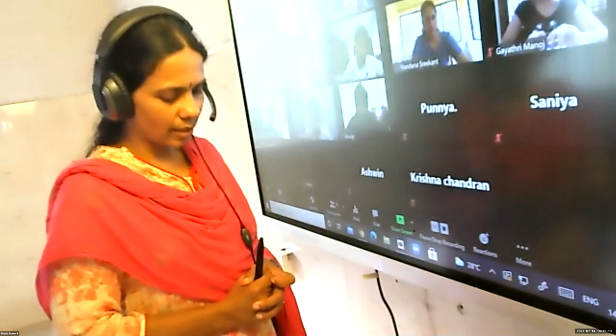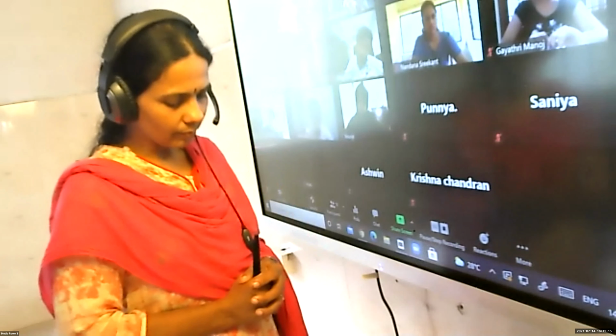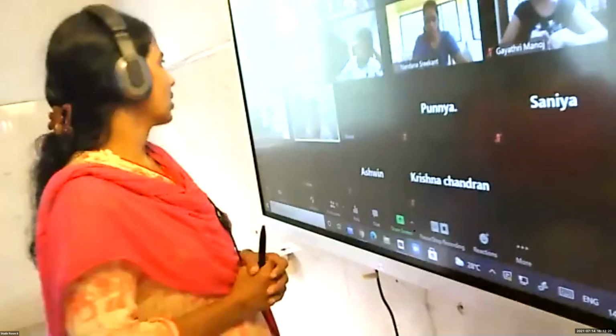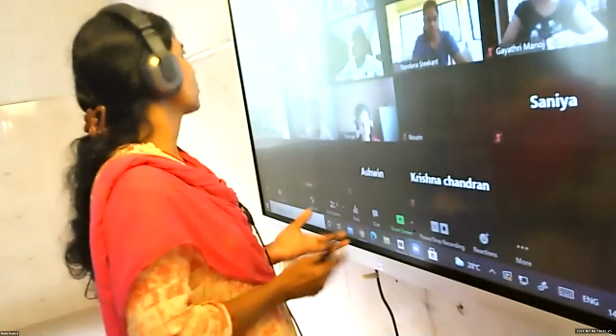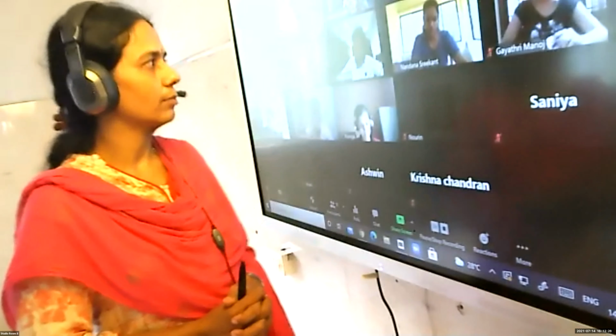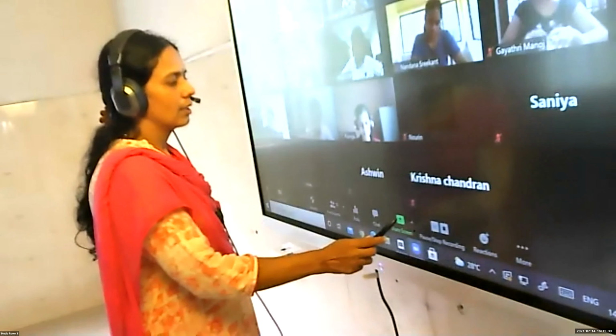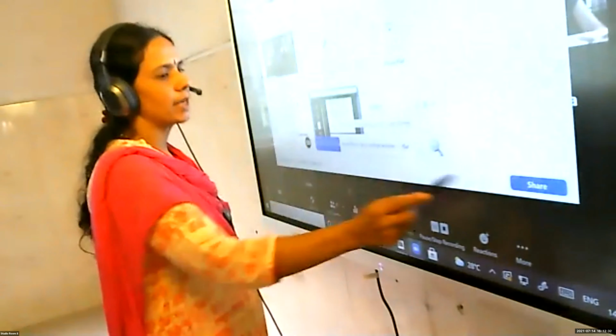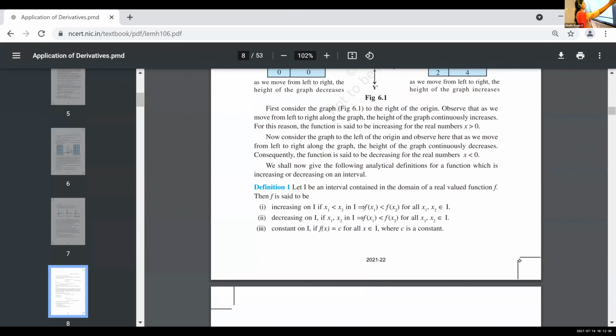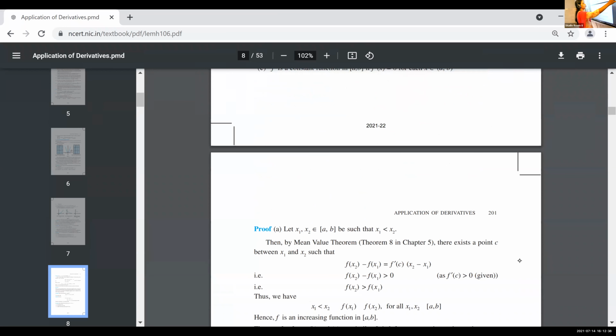And what about the next case? Constant on I if f of x is equal to c for all x belonging to I, where c is a constant. Is it okay? If it is a constant, the f of x value will also be a constant. Now, sometimes you may be given a graph and asked to identify whether it is increasing or decreasing.